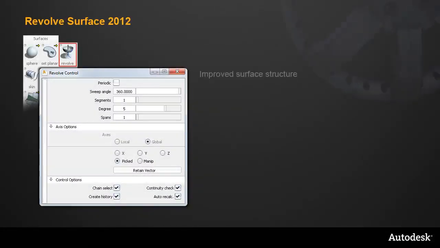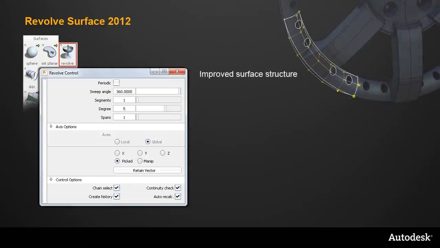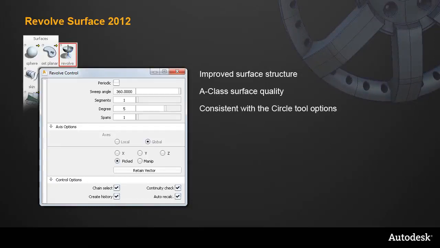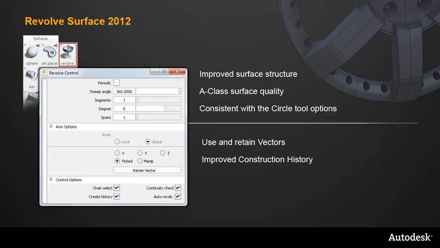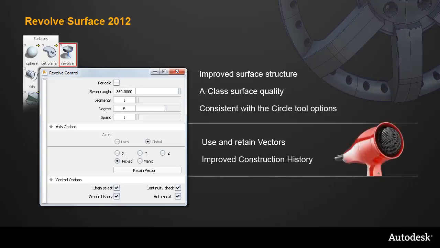So the Revolve surface in Alias 2012 allows for complete control over the surface structure, making it possible to achieve A-class surfaces quickly. And there's now consistency with the other circle and arc tools. You can now use and create vectors, making it much easier to work at an angle. And the improved construction history makes it easy to switch between different axis choices.